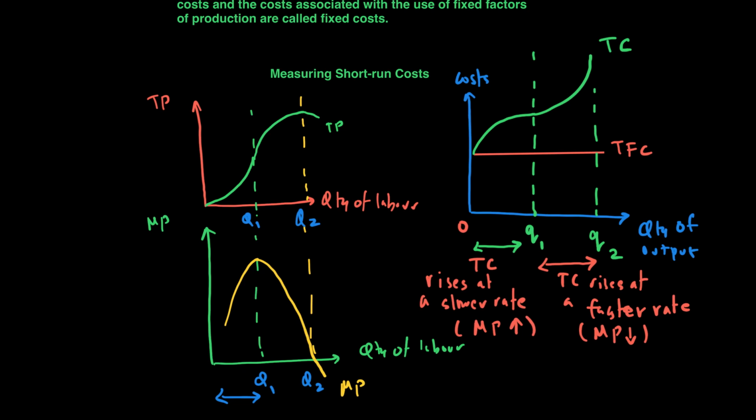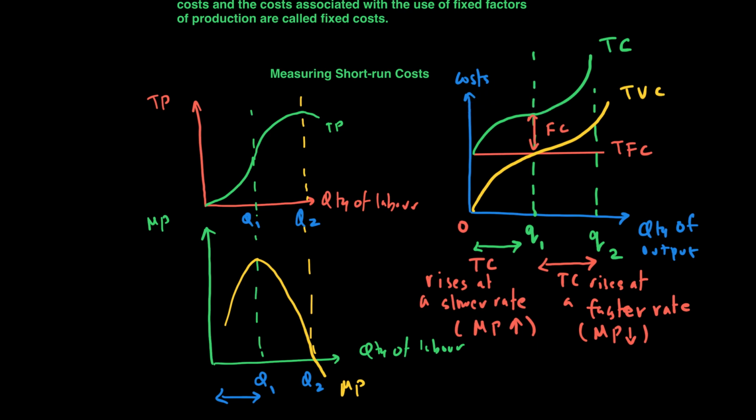And if I want to draw my total variable cost graph, it will be like this only. The only difference between total cost and total variable cost will basically be the fixed cost. So my total variable cost graph will look like this. It's a graph which is completely parallel to the total cost graph, and the difference between them is your fixed cost. Make sense?